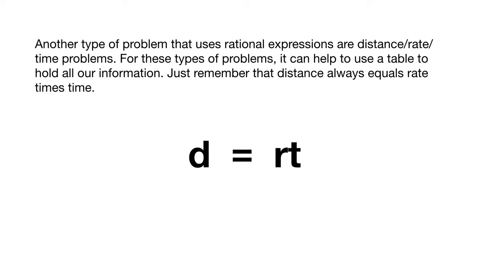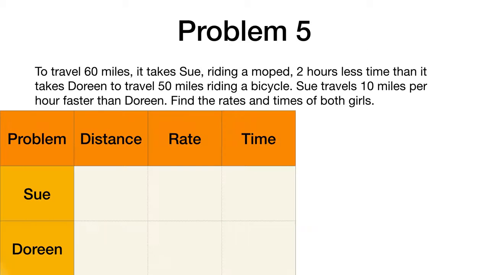All right. Another type of problem that uses rational expressions are distance, rate, and time problems. For those types of problems, it can help to use a table to hold all our information. Just remember that distance always equals rate times time, which also means distance over rate is equal to time. Let's look at an example problem.